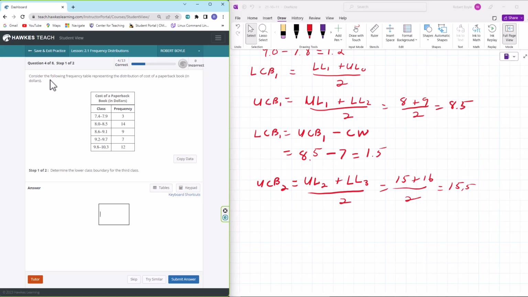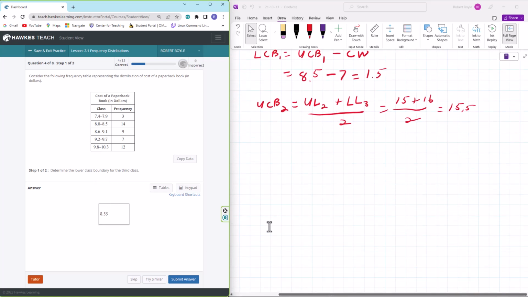So here we have, once again, a distribution of the cost of a paperback book in dollars. Okay, and now we want to determine the lower class boundary for the third class. Well, here's class 1, here's class 2, here's class 3. The lower class boundary for class 3 is going to be the number between the lower limit for the third class and the upper limit for the next lower class, 8.5. So the lower class boundary should be 8.55. That's the number between 8.5 and 8.6.